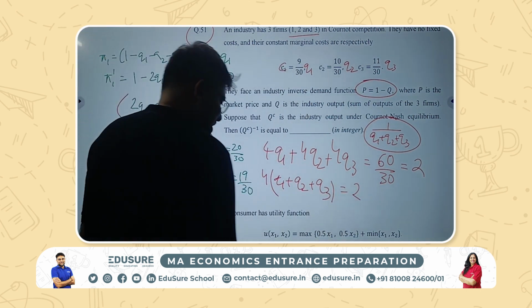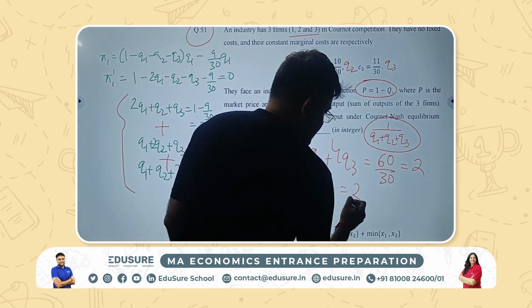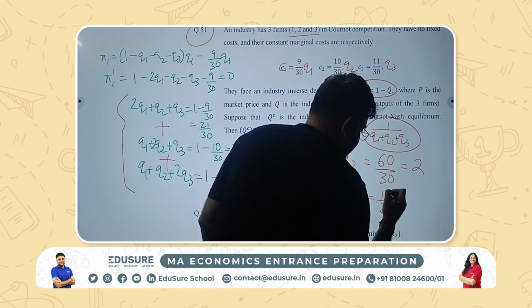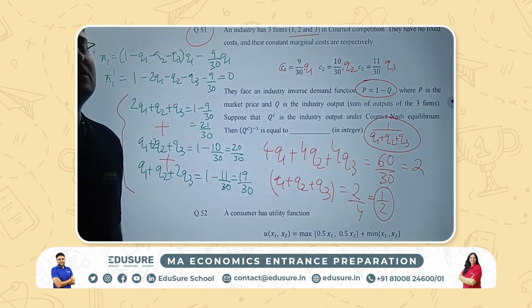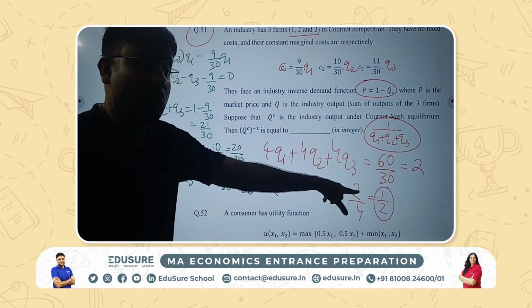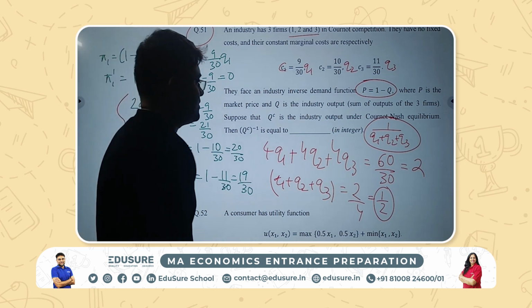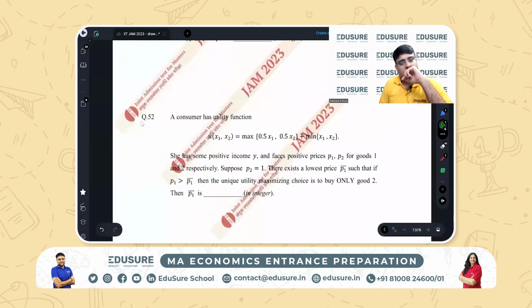So, if I take into account only Q1 plus Q2 plus Q3, this is 2 by 4, which is equal to half. Now, what did I have to find out? I had to find out 1 by Q1 plus Q2 plus Q3. This is where we started off. So I know Q1 plus Q2 plus Q3 is equal to 1 by 2. So the inverse of that will give me a simple answer too. This is the answer.